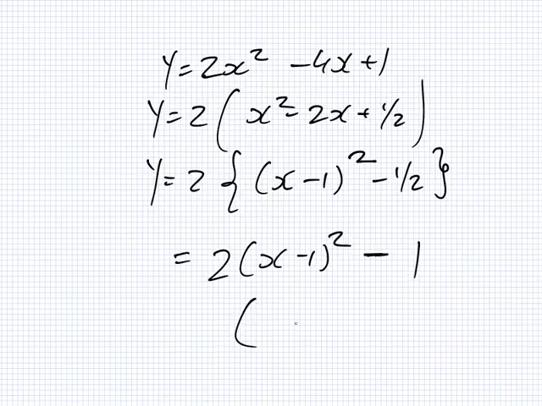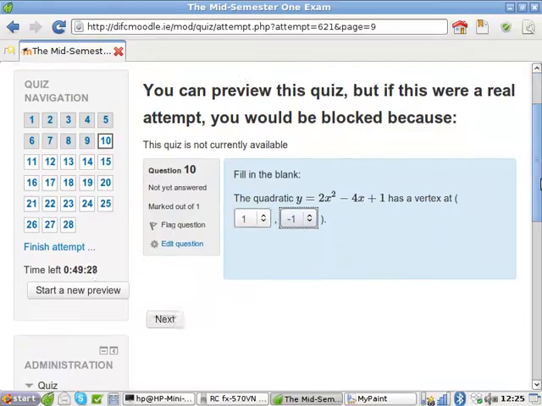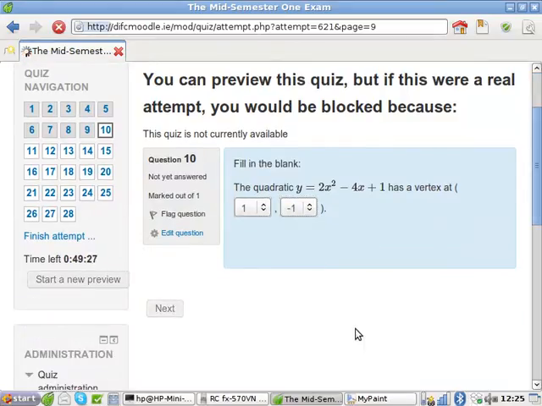So the vertex is where? 1, minus 1. So 1, minus 1.